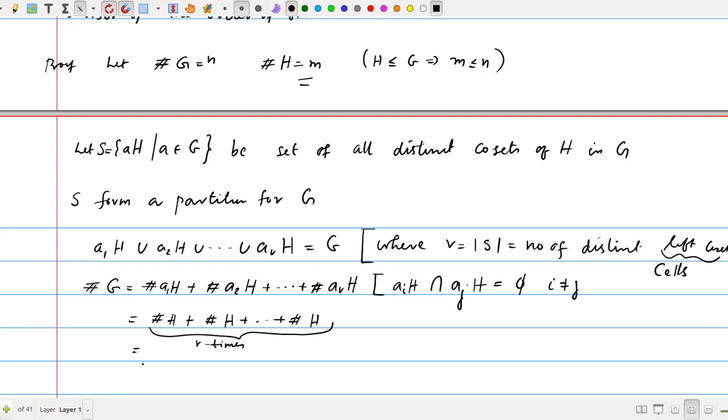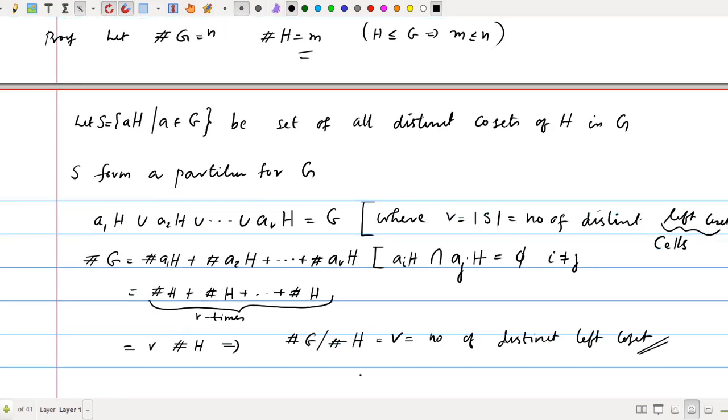Now we write this RHS as R times the cardinality of H. So the cardinality of G is equal to R times the cardinality of H, which implies the cardinality of G divided by the cardinality of H is equal to R, which is the number of distinct left cosets. So this is what we call the index of H in G.